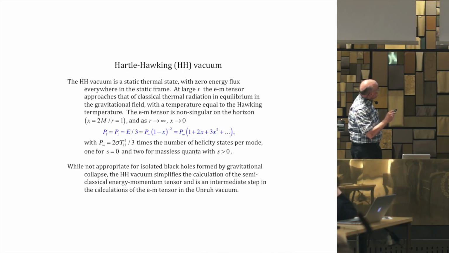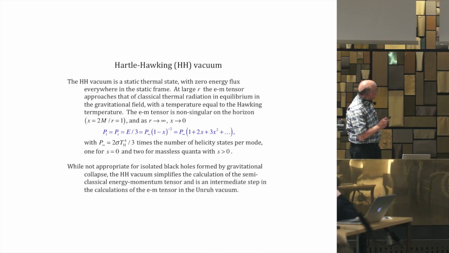this pressure at infinity is the pressure of a thermal gas, which is 2/3 sigma T_H to the fourth for Hawking temperature T_H, times the number of helicity states per mode, which is 1 for scalar, 2 for photons.